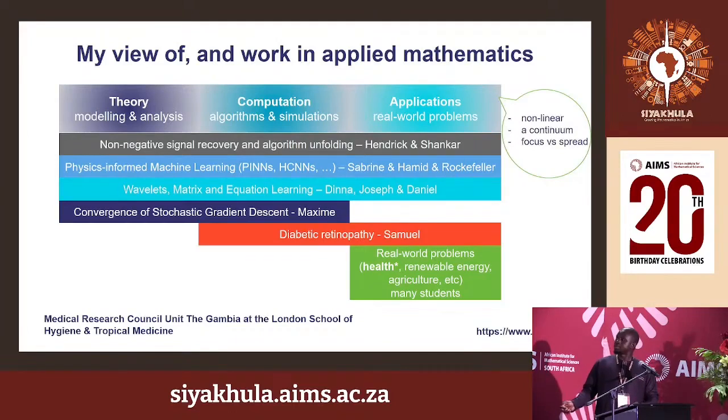Then we have some other theoretical work, spanning again this space, on wavelets, matrix learning, and equation learning, which we work with these students on. And we have Maxime, who's going to give a talk. There will be a talk on the convergence of stochastic gradient descent. And Samuel's work is on this diabetic retinopathy. And we have many other students who worked on different applications of these tools.